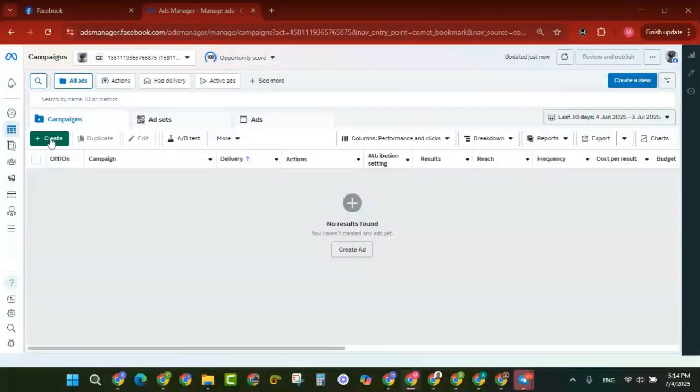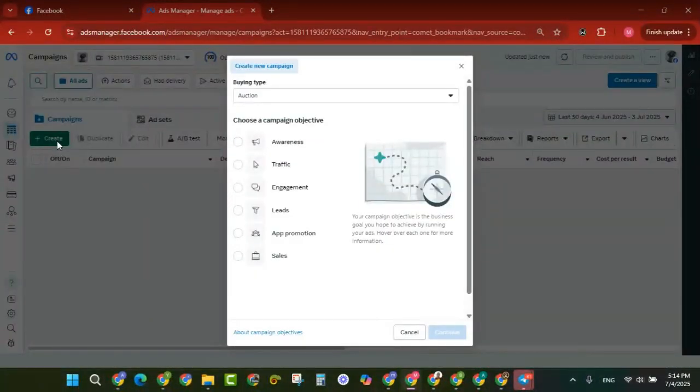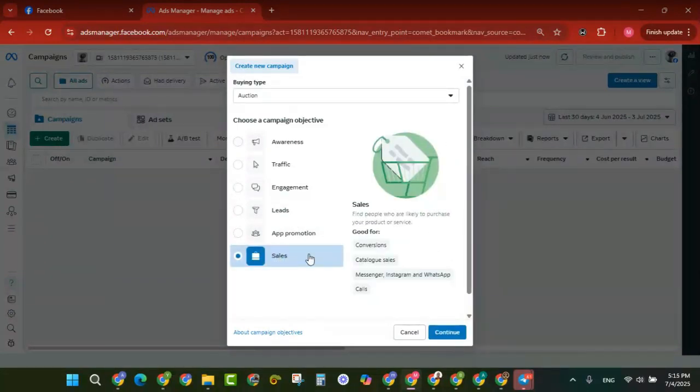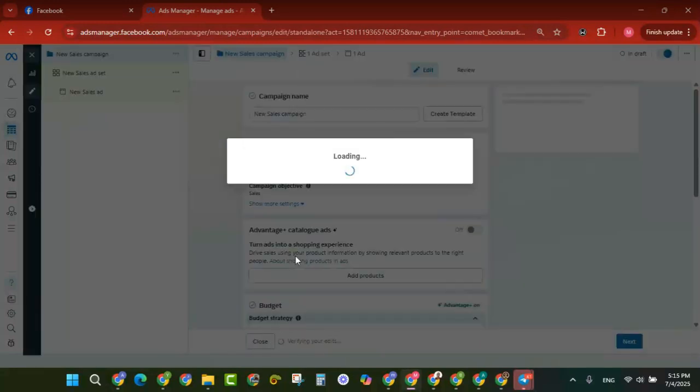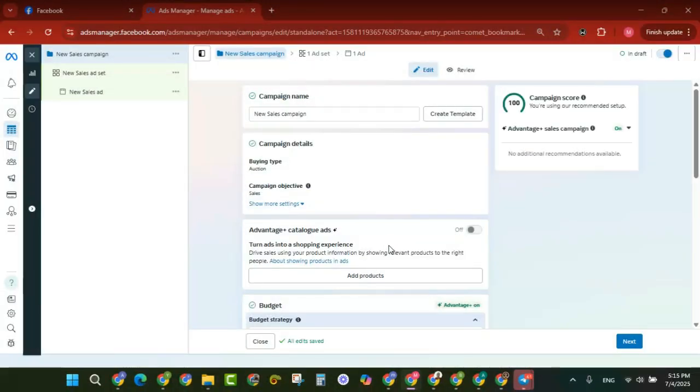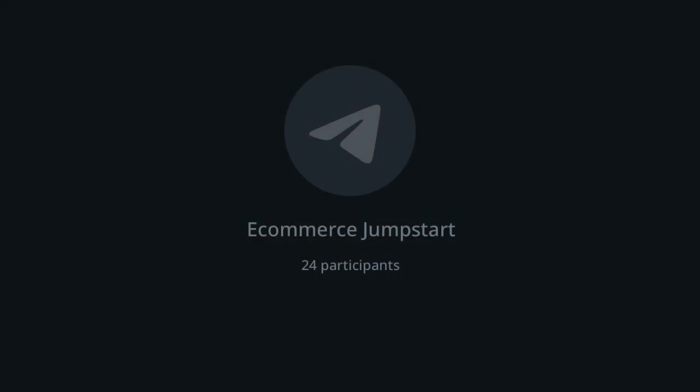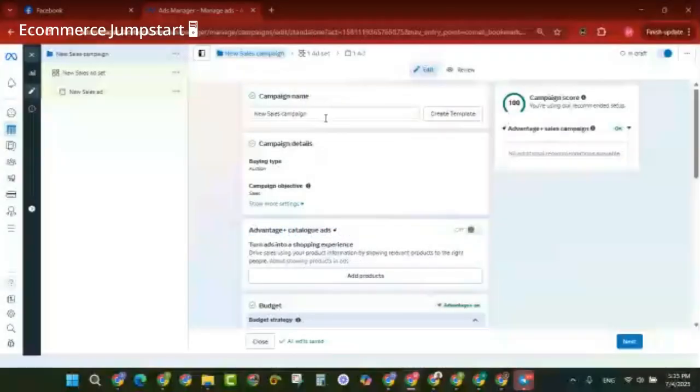Then if you want to create an ad, you're going to click on Create. When you click on Create, you click on Sales, then you click on Continue. The reason we click on Sales is because we want to run ads for e-commerce. If you have another objective for your ad, you might need to choose another objective there. So for e-commerce, we choose Sales. Under campaign, we are going to rename it.